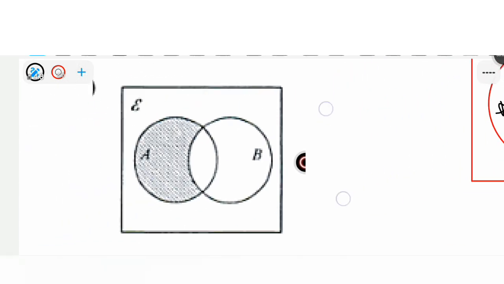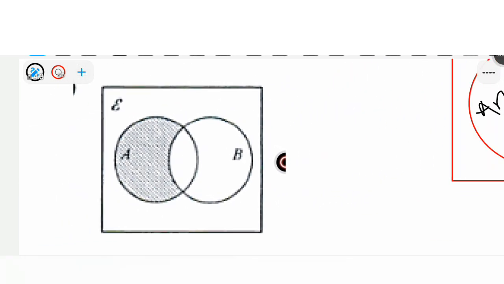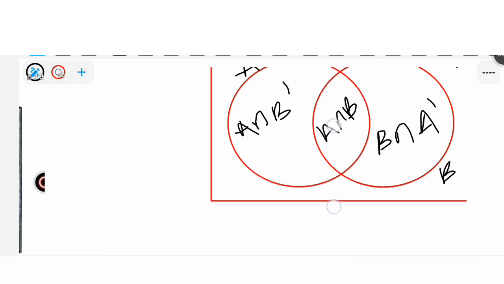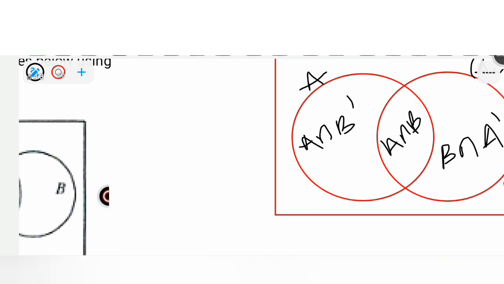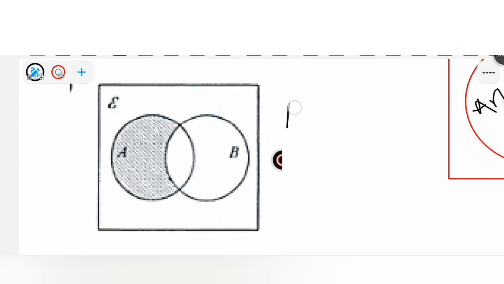So the first one here, we are told to identify what this part represents. We need to look at what is shaded. Only A is shaded, but the shading is not affecting this part, and B is not involved. So just compare it with what you have in your basic parts here. This is the part that was shaded, and this part is A intersection B prime. So the answer to this first one is A intersection B prime.